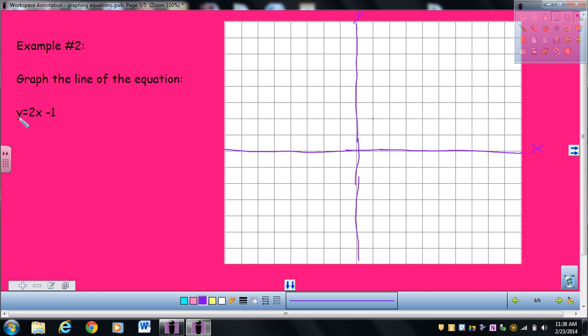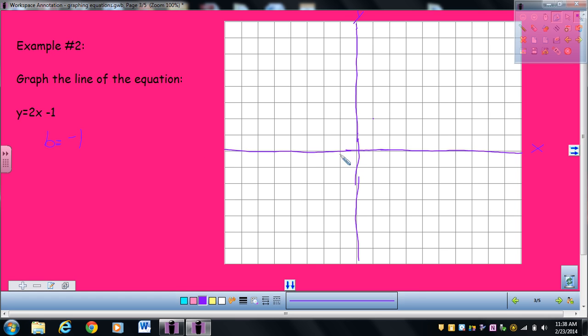Graph the line of the equation y equals 2x minus 1. The first step is to determine, is this in y equals mx plus b form? So y equals mx plus b, yes it is. My next step is to determine what is my y-intercept, represented by b. In this equation, it's -1.